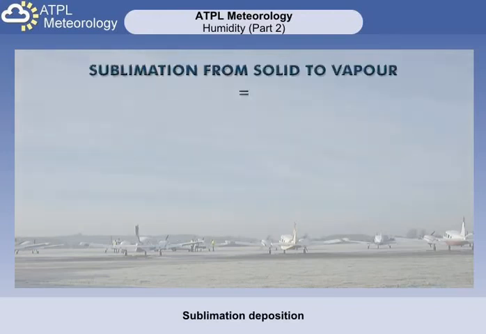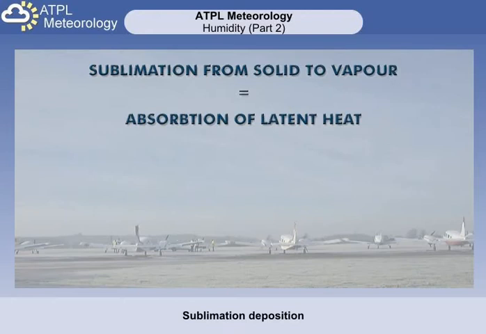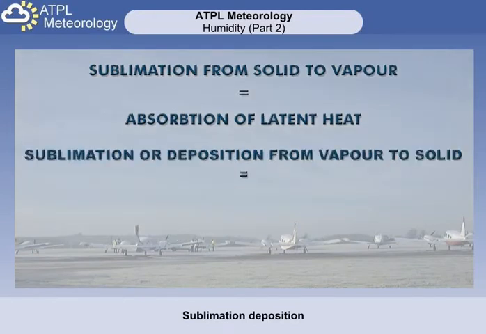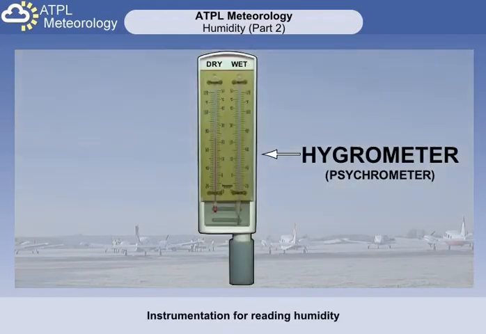Sublimation from ice to water vapor absorbs latent heat, and sublimation or deposition from water vapor to ice releases latent heat. In meteorology, it is vital to know how much moisture the air contains at any one point. We can do this using a hygrometer, also known as a psychrometer. Here we see a diagram of one type, which uses a wet bulb and a dry bulb arrangement.